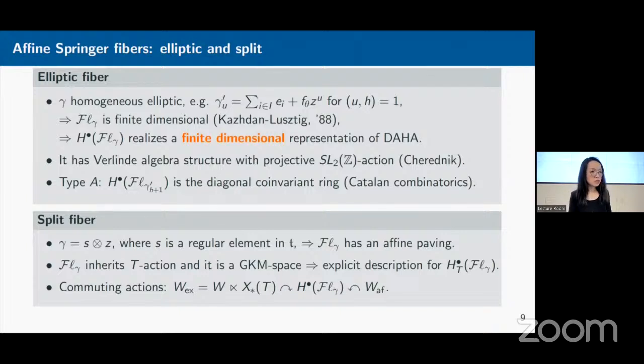And for this action, this fiber is actually a so-called GKM space. It means that it has isolated fixed points and some additional condition on the one-dimensional orbits, making the equivariant cohomology of this space very nicely described in explicit combinatorial terms. And so, as we said, we have an affine Weyl group action on the cohomology of this Springer fiber. This is given by the Springer action. And for this particular fiber, there is also a symmetry on the variety itself, which gives this cocharacter lattice action, X_*(T), and which extends to an action of the extended Weyl group. And so this extended Weyl group action commutes with the affine Weyl group action.